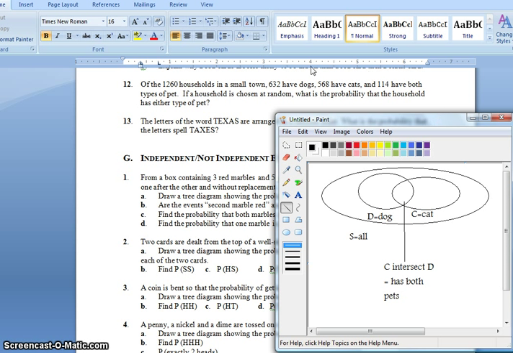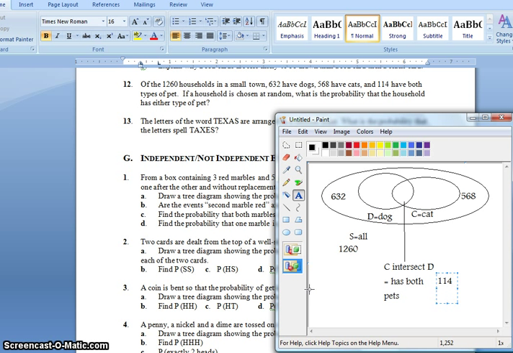But I wanted to just leap off of one of the homeworks we did from the Word document, and that was this one with a small town, dogs and cats. And what it said is that out of 1,260 total households, 632 have dogs, and 568 who have cats, and then both was 114. And I want to ask some questions.